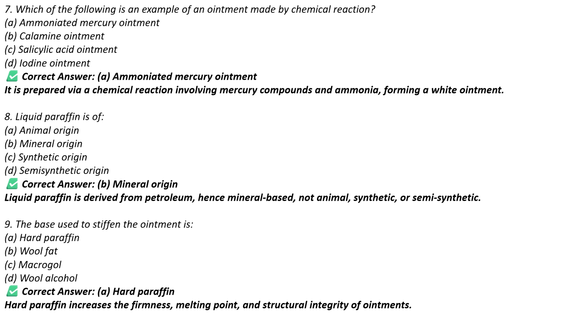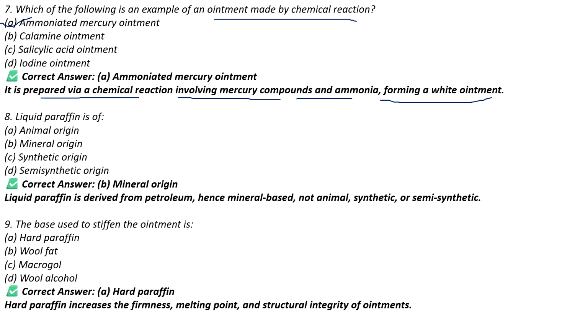Moving on to the next question: which of the following is an example of an ointment made by chemical reaction? Among the four given options, which is an example of an ointment made by chemical reaction? Options are ammoniated mercury ointment, calamine ointment, salicylic acid ointment, or iodine ointment. Ammoniated mercury ointment is prepared via chemical reaction which involves a mercury compound and ammonia, which forms a white ointment. So we can say option A, that is ammoniated mercury ointment, is a type of ointment among the four given options which has been made by chemical reactions.